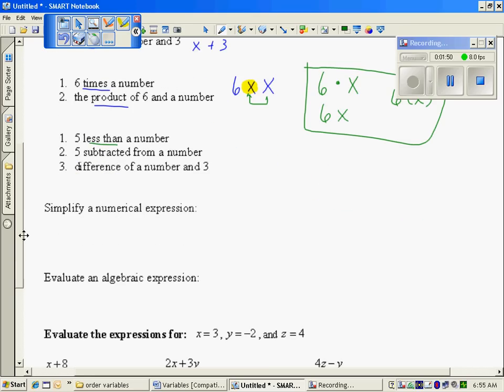5 less than a number, minus 5. Be careful of the order. Subtracted, a number minus 5, and the difference, a number minus 3.